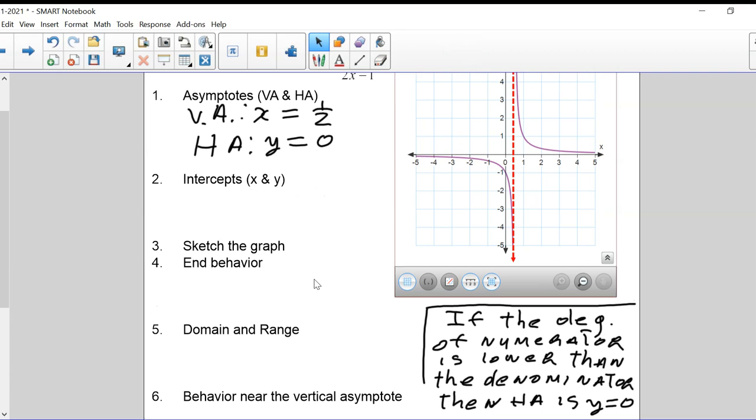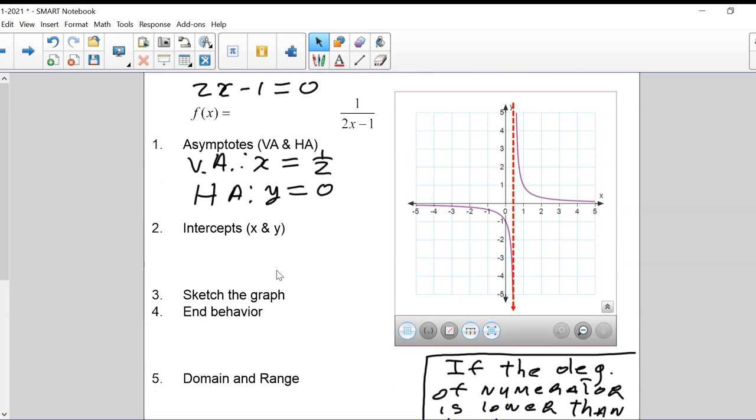So if the top was a degree 3 and the bottom was a degree 4, it would still be the same situation where the horizontal asymptote is the x-axis, the y equals 0 line. Okay. Let's talk about intercepts now.